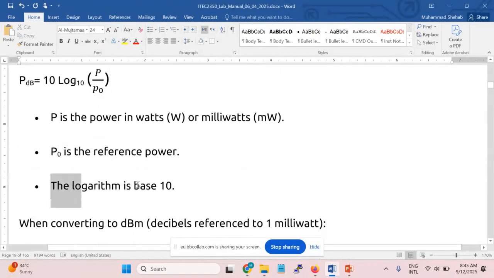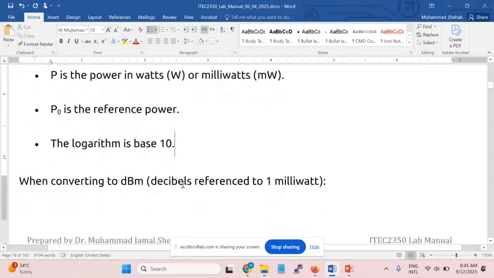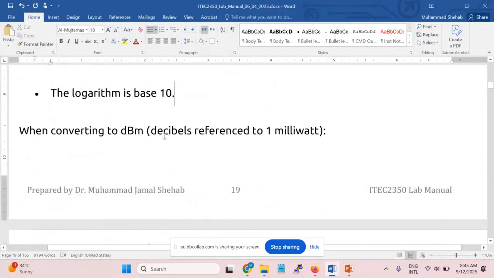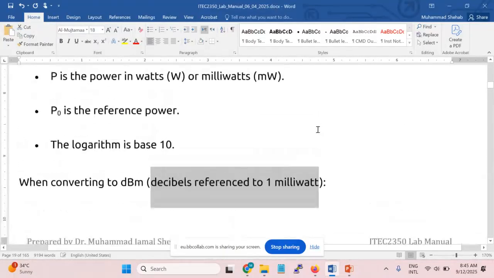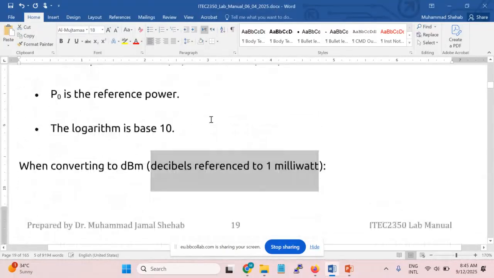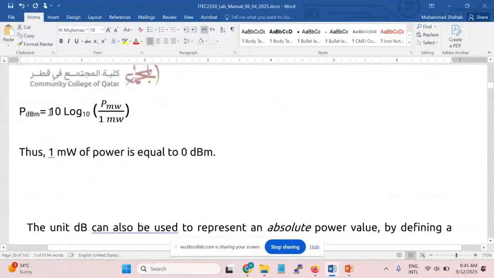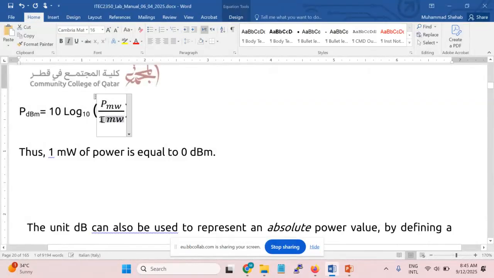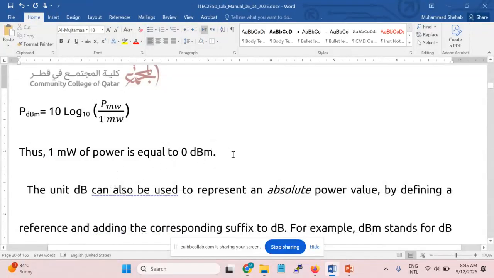The logarithm is base 10, log to the base 10. So when converting to dBm, decibels are referenced to 1 milliwatt, meaning P0 will equal 1 milliwatt. This is the power in dBm: 10 log to the base 10 of P milliwatt divided by 1 milliwatt. Thus 1 milliwatt of power corresponds to 0 dBm. Okay?